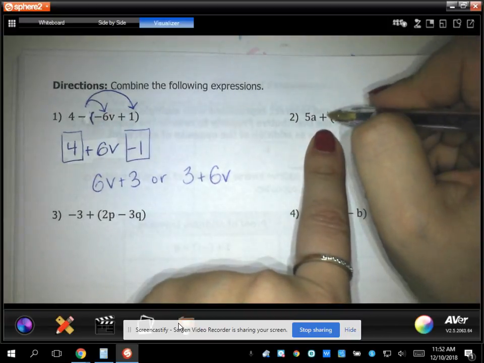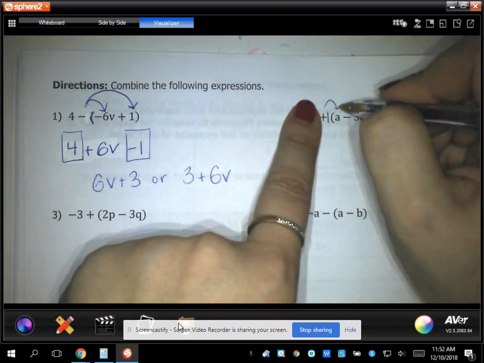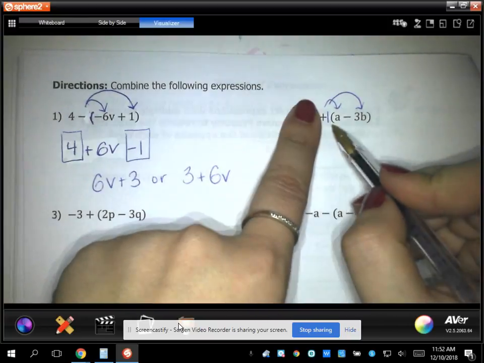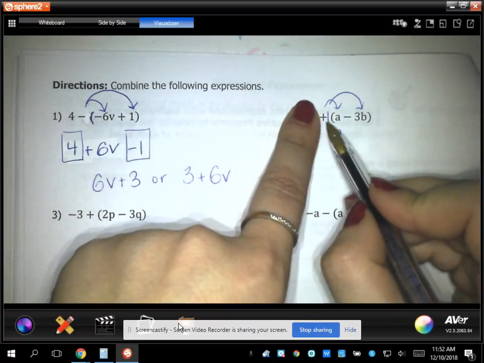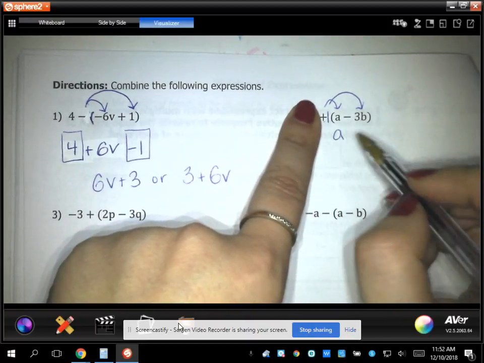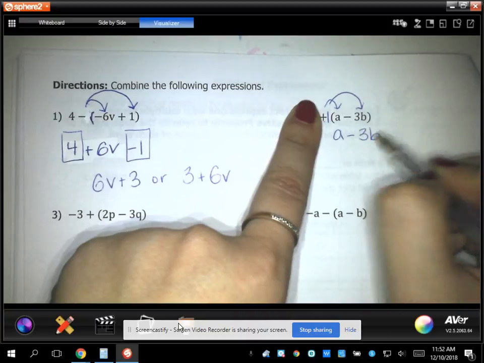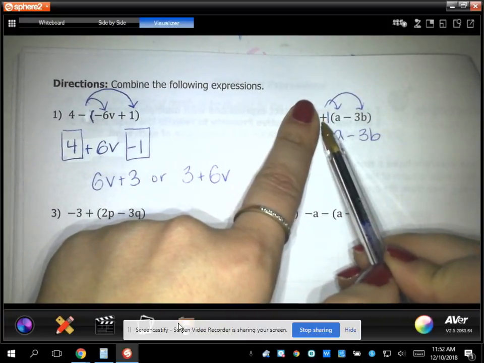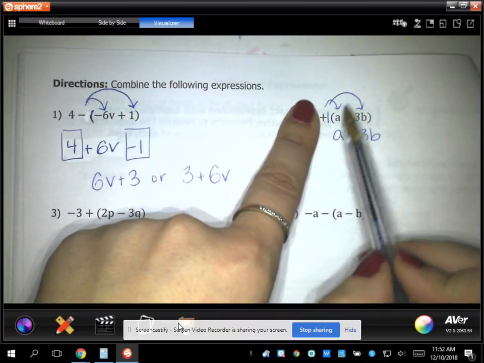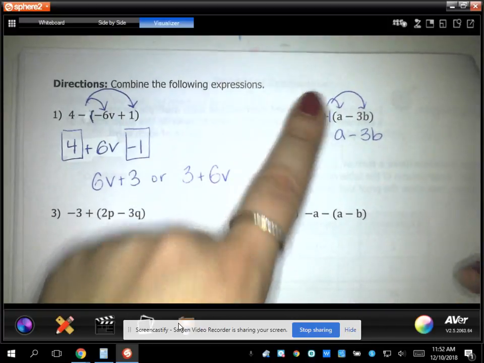All right. Now, when there's a plus sign, you don't actually need to distribute the plus sign, because if this was like a positive 1 and I distributed it, I would get positive 1a, and positive 1 times negative 3b is just negative 3b. So as you can see, if it's a plus sign and I distribute it, nothing happens. So you don't need to distribute your plus signs.